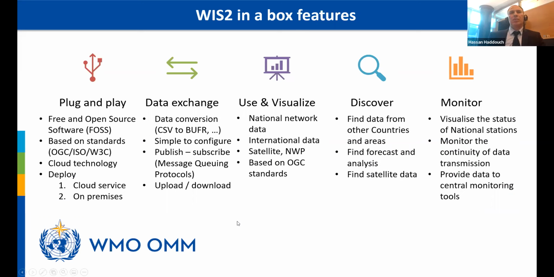We provide some features in this WIS 2 box, for example, data conversion from CSV to BUFR, because BUFR is complicated and many countries face problems in providing this BUFR format. We provide this facility through this WIS 2 box to convert a simple CSV to BUFR. And we are using publish-subscribe protocols to notify availability of new data. We also have the use and visualization of national network or international data, and also access to some satellite or NWP products. Also, you can discover and find data from other countries, and you can use this WIS 2 box to monitor your national networks.